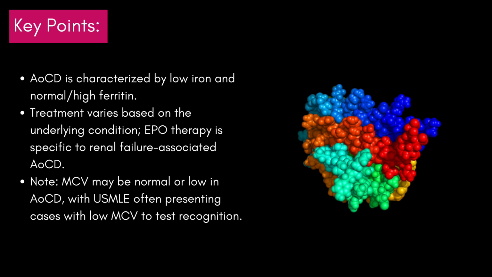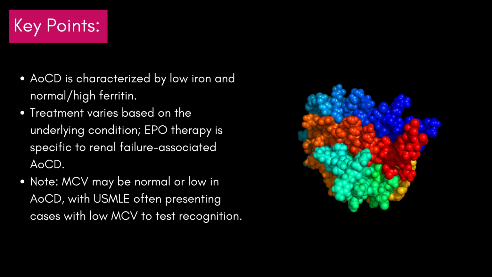Next, let's take a look at some key points regarding anemia of chronic disease. Anemia of chronic disease is characterized by low iron and normal to high ferritin. Treatment varies based on the underlying condition. Erythropoietin therapy is specific to renal failure-associated anemia of chronic disease. Note: mean corpuscular volume may be normal or low in anemia of chronic disease, with USMLE often presenting cases with low mean corpuscular volume to test recognition.